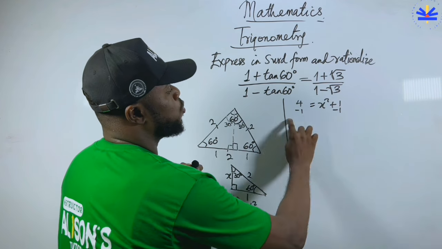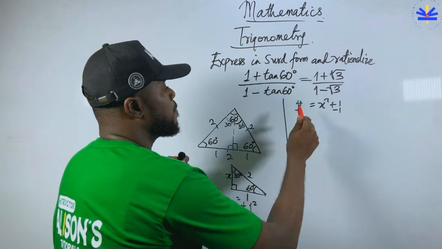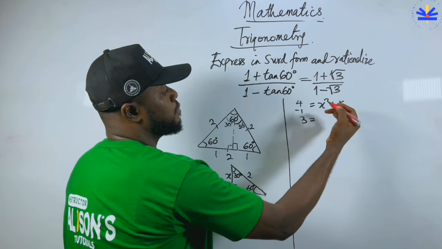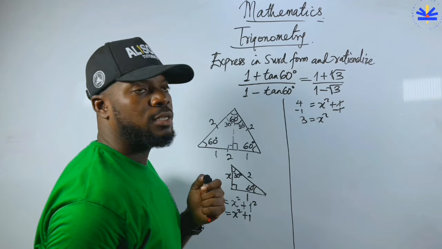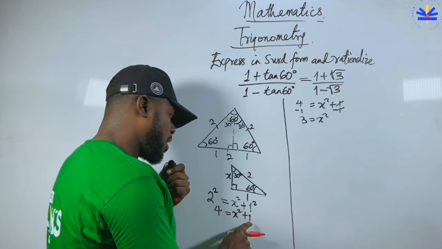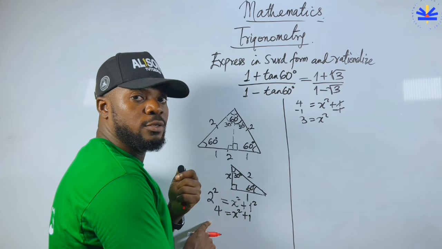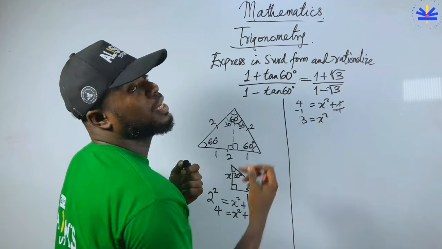I only subtract 1 from both sides, so 4 minus 1 will give us 3, equal to 1 minus 1 which will be 0. X squared remains. Just like that thing where they always say, you carry 1 across, it comes to this side and becomes minus. So 4 minus 1 will give you 3. X squared, now the same thing there.